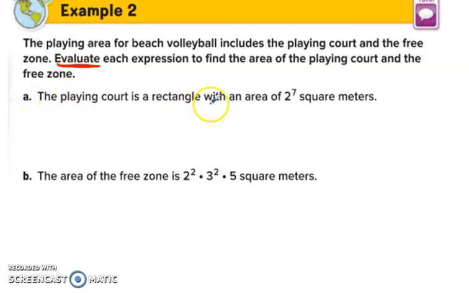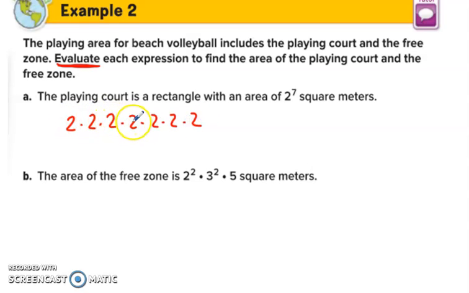Here's the expression that they're talking about. We'll figure it out here. The playing court is a rectangle with an area of 7 to the 7th power square meters. We're going to have a unit in this answer because it's also a word problem. So this is really going to be 2 times 2 times 2 times 2 times 2 times 2 times 2. Let me double check that.